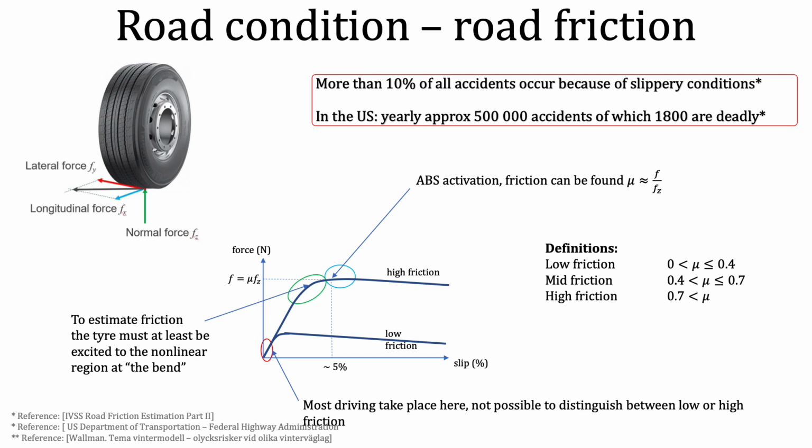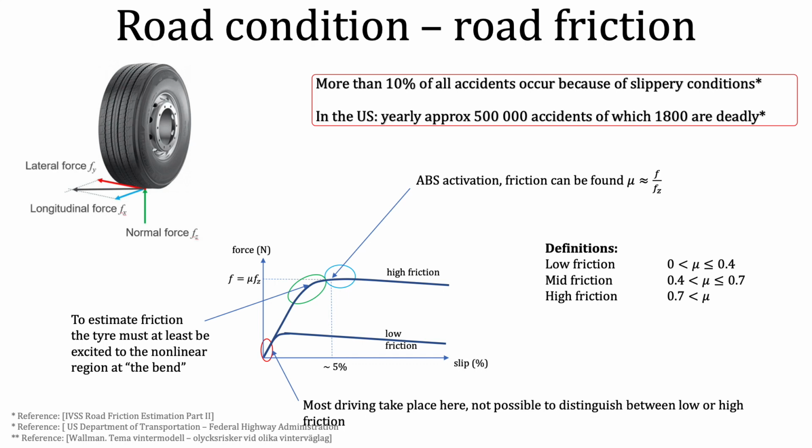So what is friction? Well, friction is associated with grip. Here we see an example of high friction and low friction, and we have slip and force. The peak force is the product of friction and normal load.